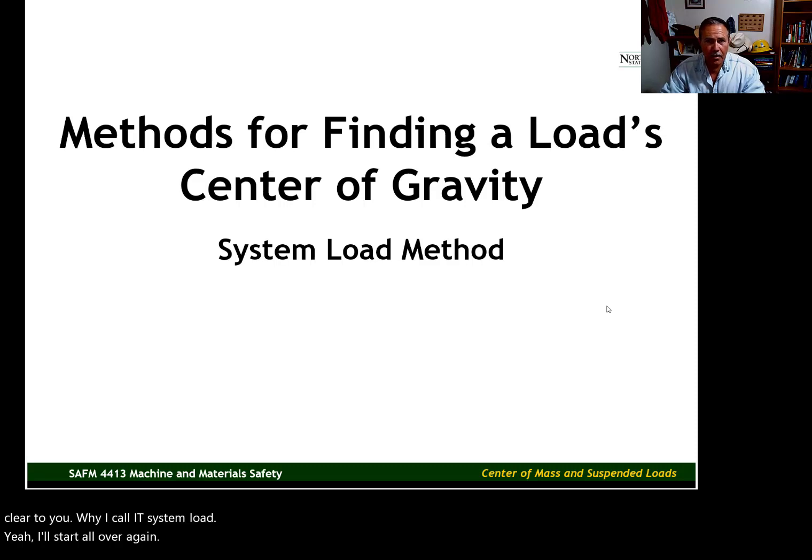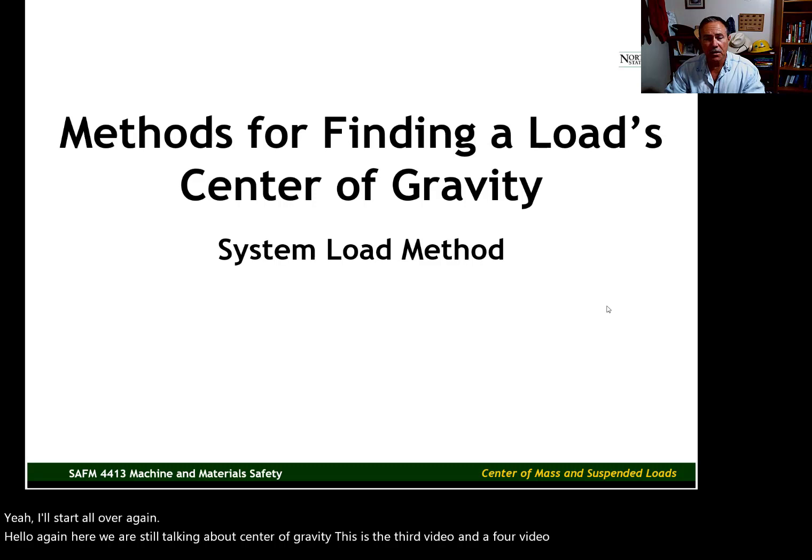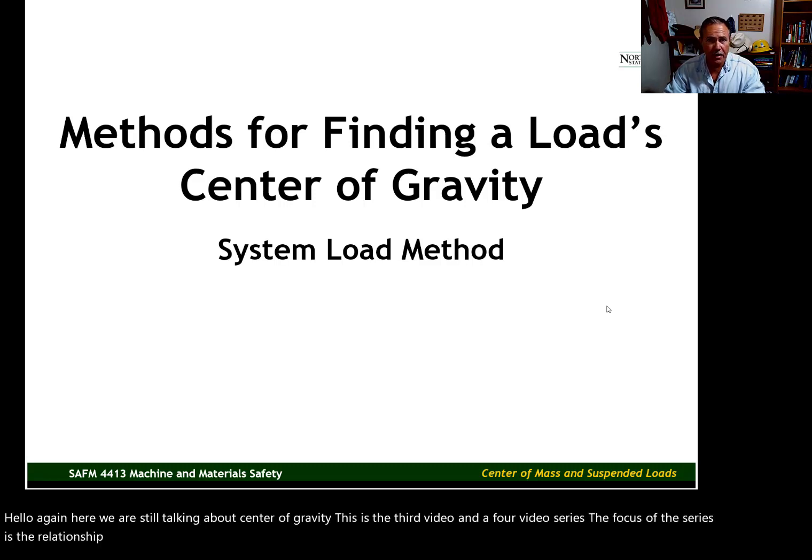Hello again. Here we are still talking about center of gravity. This is the third video in a 4-video series. The focus of the series is the relationship between the center of gravity of the load and the rigging and lifting of that load. Knowing that center of gravity and rigging to the center of gravity is very important.